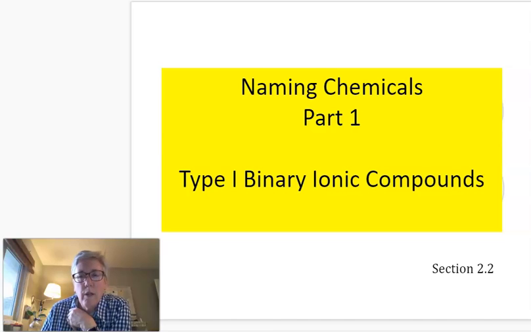We are going to have an exciting time because we're starting to launch into Chapter 2, where you are going to learn all about how to name compounds and then write their formulas. So, it's awesome. Okay, the first thing we're going to do is talk about Type 1 binary ionic compounds, which is not as scary as it sounds, and we will just take you through here step by step.